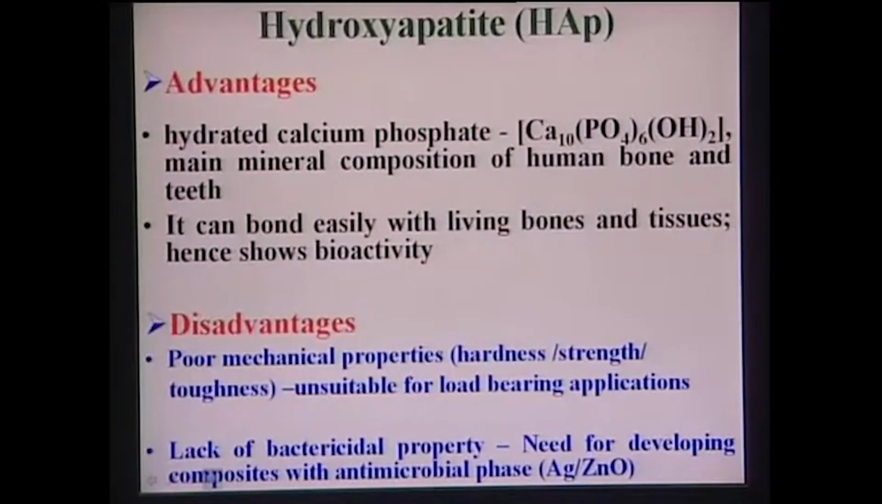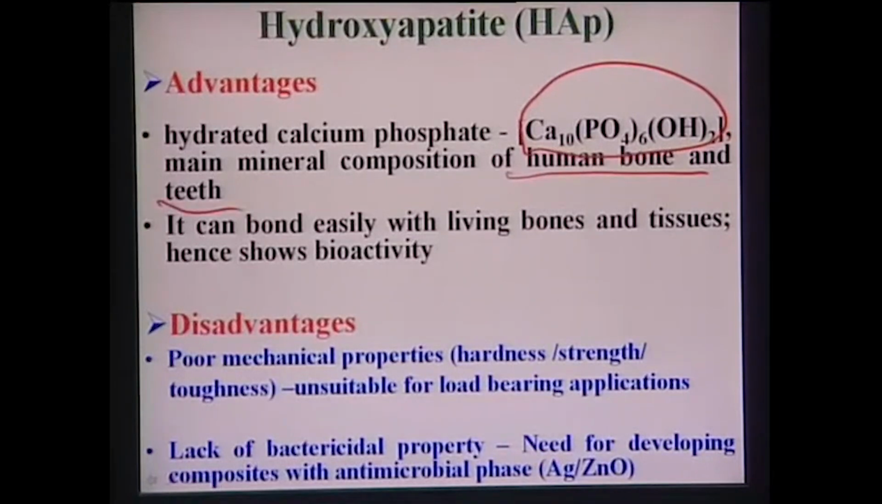Now therefore, if I summarize the advantages and disadvantages of hydroxyapatite, hydroxyapatite is typically, it has a chemical formula of Ca10(PO4)6(OH)2, and that is the main mineral composition of human bone and teeth.